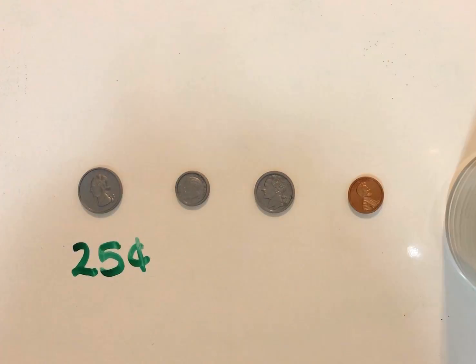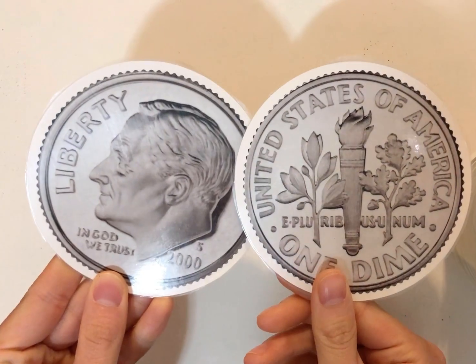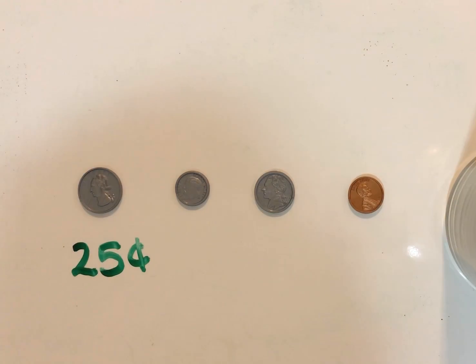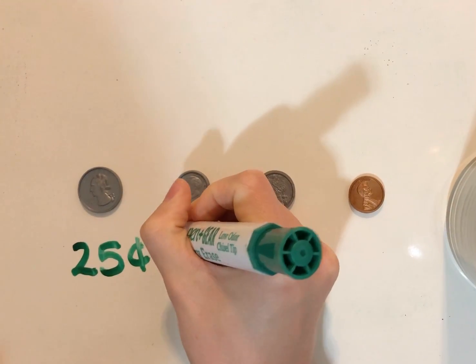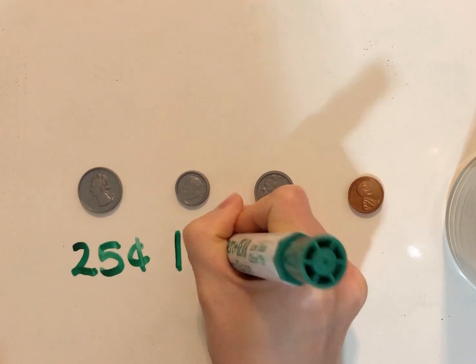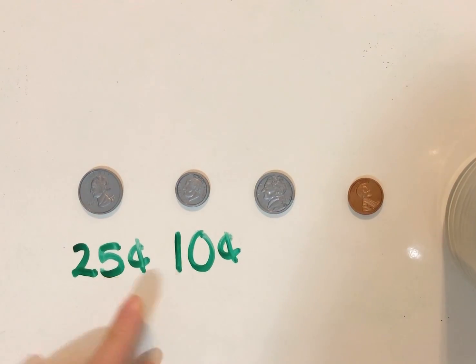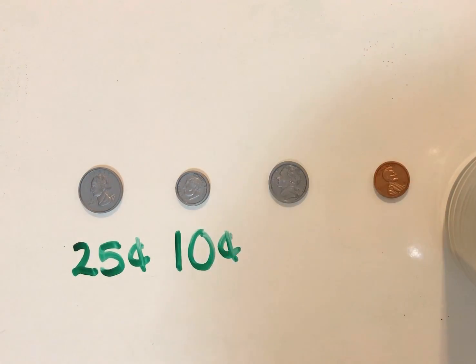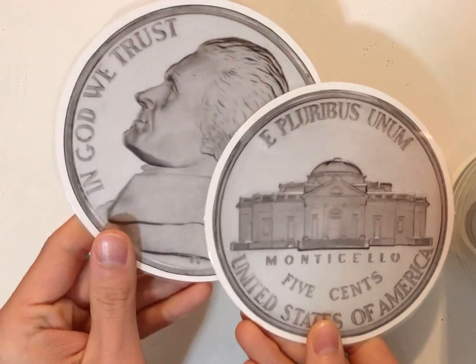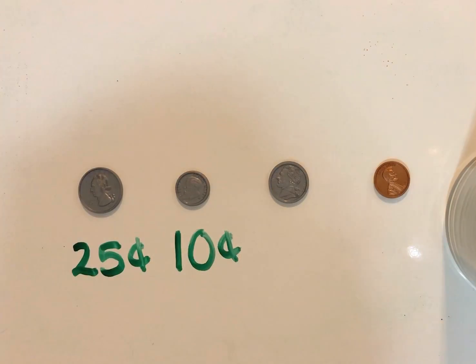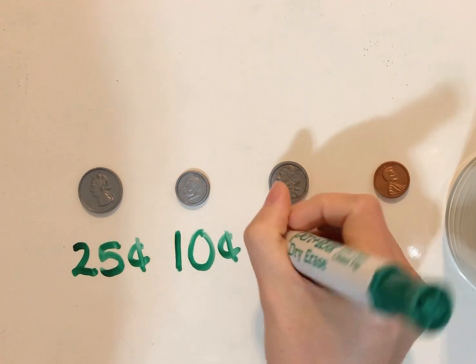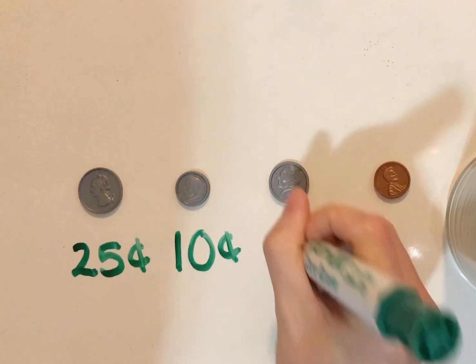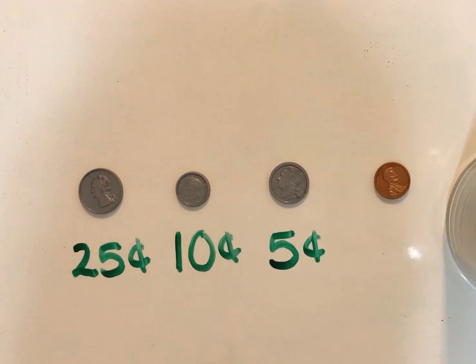Okay, then we have a couple other coins here that we've learned about. Our next one is a dime. Here's what a dime looks like. And a dime is worth 10 cents. So the quarter is worth the most, and then the second would be a dime worth 10 cents. And then our next one would be a nickel. So this is a nickel. And a nickel is worth half of what a dime is worth, and it is worth 5 cents.